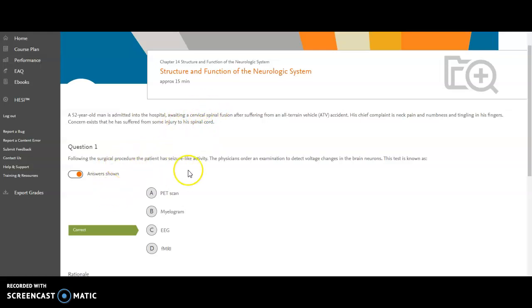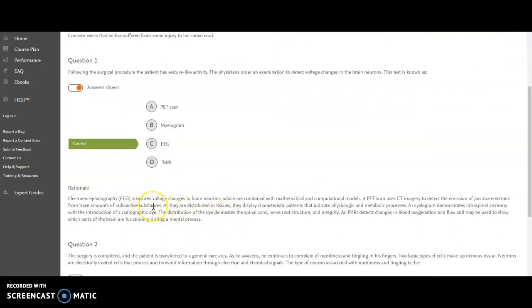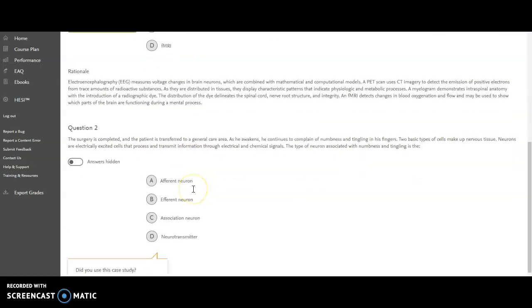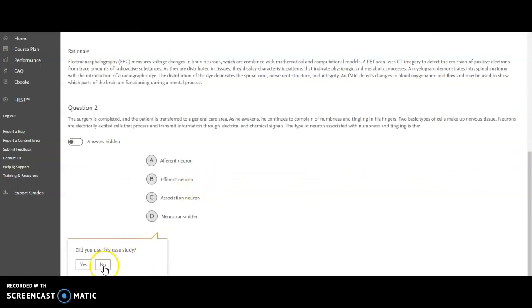So our first question here is, following the procedure, he has some seizure-like activity. So we're looking at voltage changes in the brain. That test is known as an EEG, and it gives us a description of what that EEG is here. In question 2, it tells me that the surgery is completed and we transferred him to general care. He continues to complain of numbness and tingling.